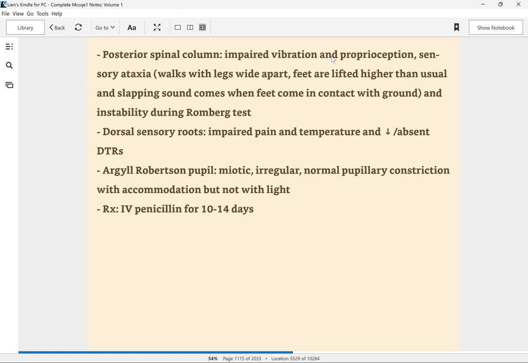and a slapping sound comes when the feet contact the ground, and instability during the Romberg test. Dorsal sensory roots involvement causes impaired pain and temperature and decreased or absent DTRs. Argyll-Robertson pupil: miotic, irregular, with normal pupillary constriction with accommodation but not with light. Rx: penicillin for 10 to 14 days.